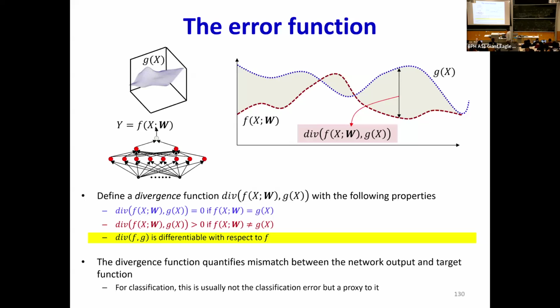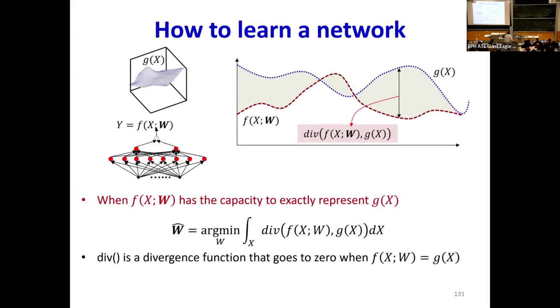Now, the divergence function quantifies the mismatch between the network output and the target output. And for classification, this is typically not the error, but a proxy, right? So how does this look? When your function f, your network, has the capacity to represent g, this error is now a divergence function, and the shaded area is simply going to be the integral of the divergence function.